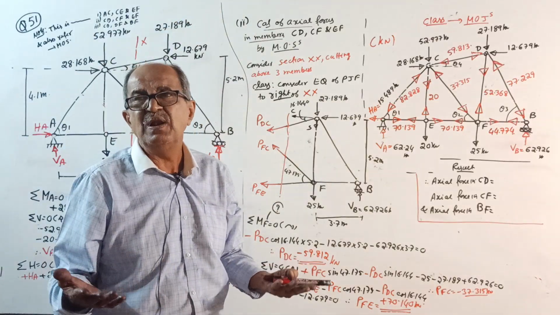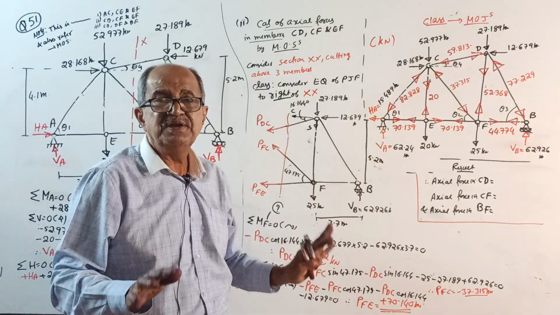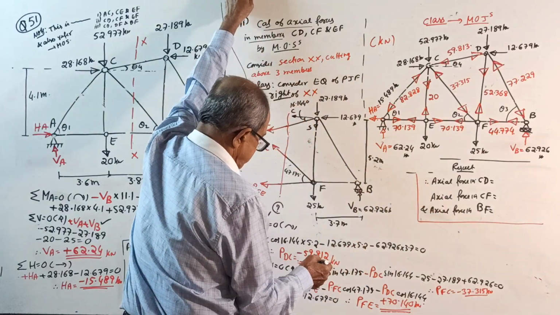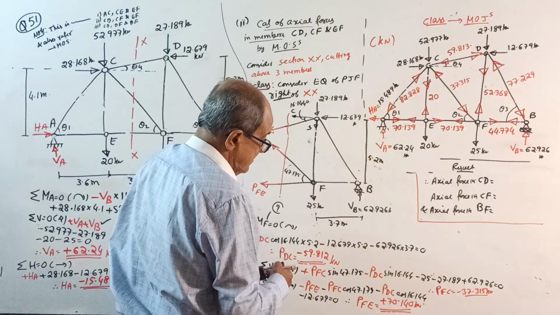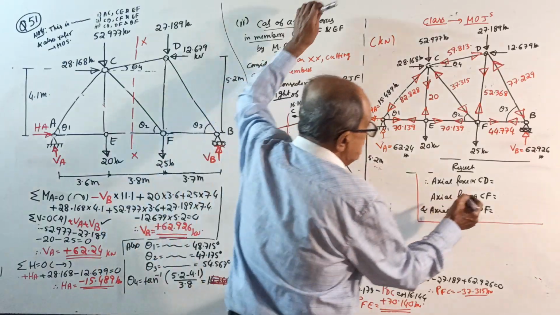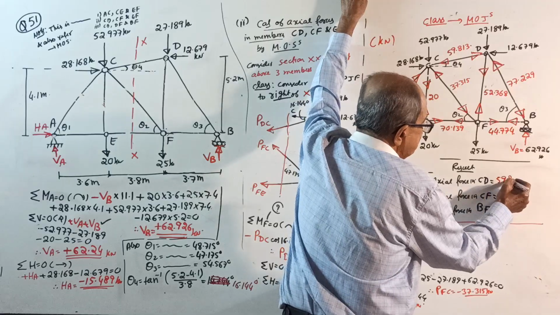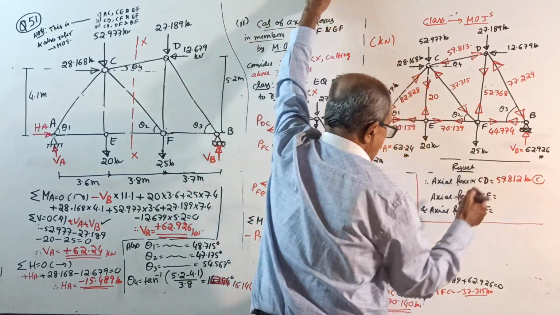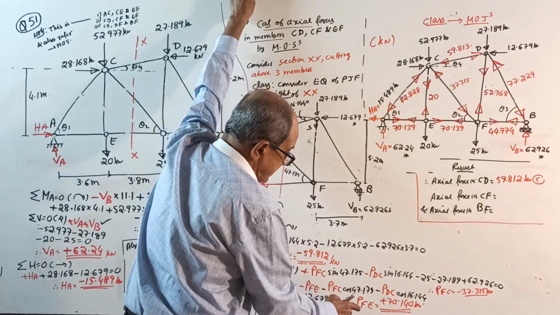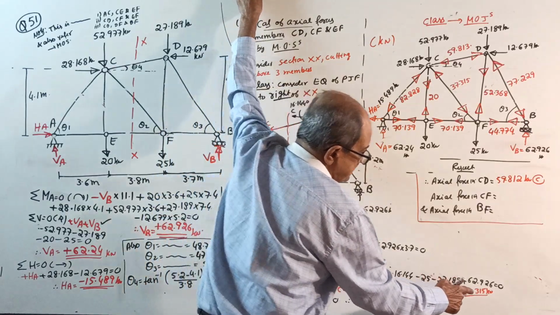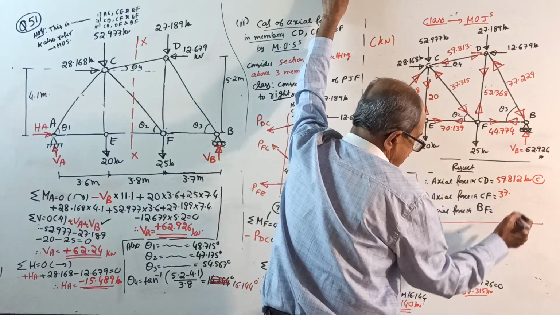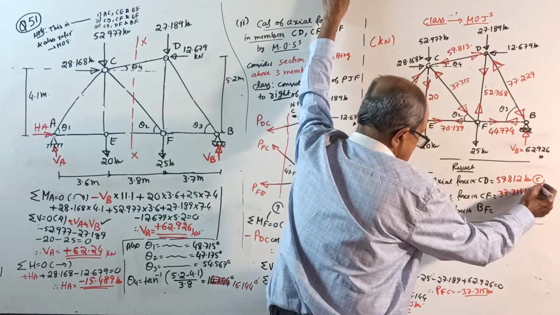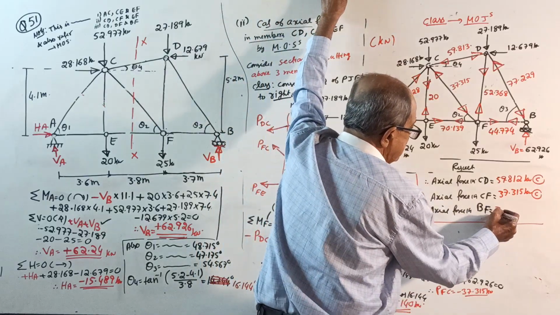Now I should not explain that one. I have written everything there. Okay, final answer. So axial force in CD. Where is CD? CD is here, 59.812. Kilonewton, negative came, compression. Axial force in CF is FC, 37.315 kilonewton, negative, compression. And lastly, 70.139.